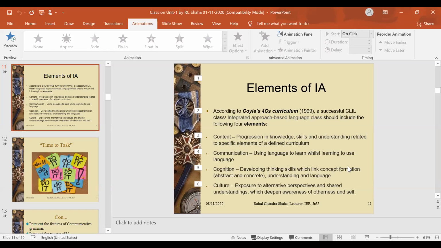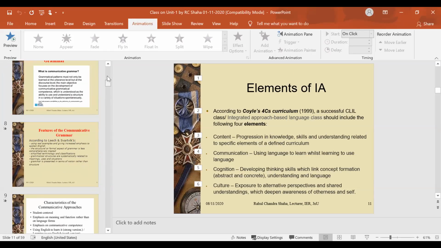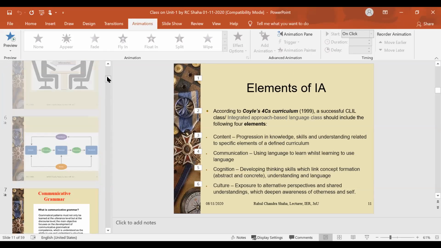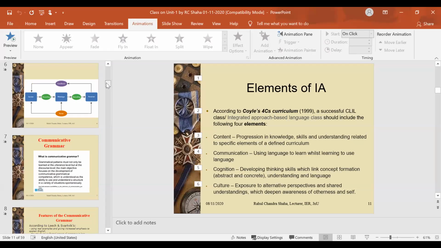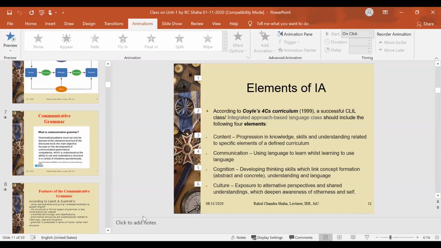I think it gives increased emphasis to spoken English, and communicative grammar is very helpful for us. It also simplifies the terminology of classifications. You also told us that there is a little difference between communicative grammar and the regular grammar which we use in our daily classes and daily practices. I think communicative grammar is really very helpful for us to practice our own language.